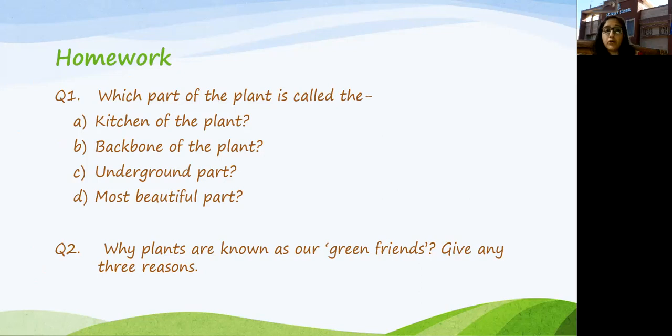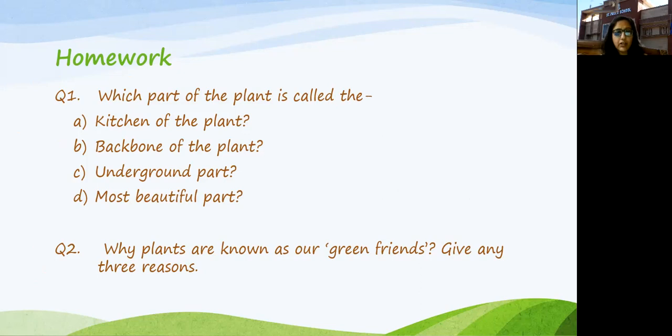Second, backbone of the plant. What does a backbone do? It supports, it builds a structure, it forms the structure of the body, right? It gives a proper framework. So now you have to think which plant part has all these functions. I'm not going to tell the answer right now. If you have any doubt, children, in any topic, any term, any question, you can ask in the doubt classes.